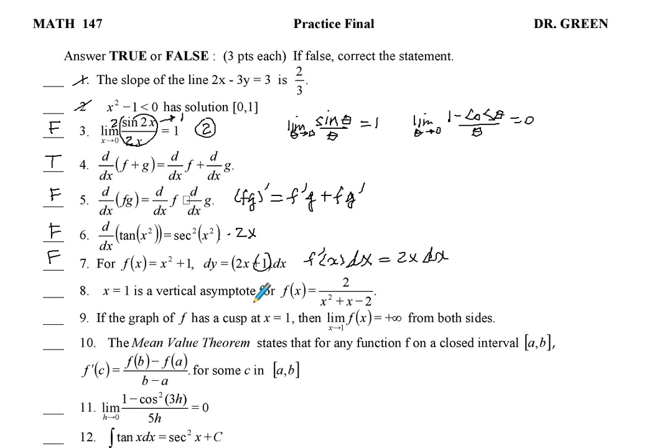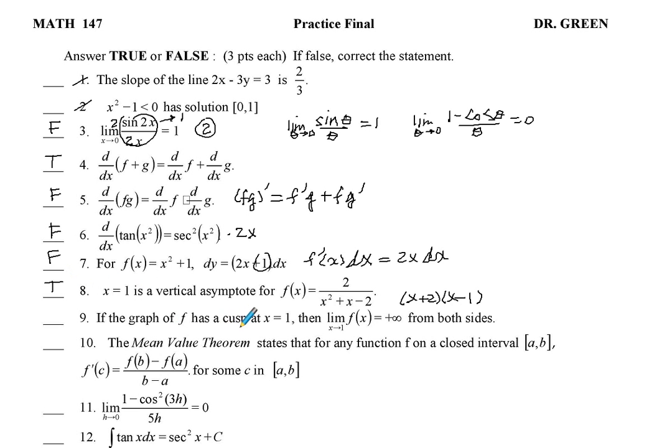x equals 1, a vertical asymptote here. Well, that bottom factors as x and x. Factors of negative 2 that add up to positive 1, so plus 2 minus 1. So the zeros here are negative 2 and positive 1, so that's true. Vertical asymptotes happen at the zeros of the denominator.